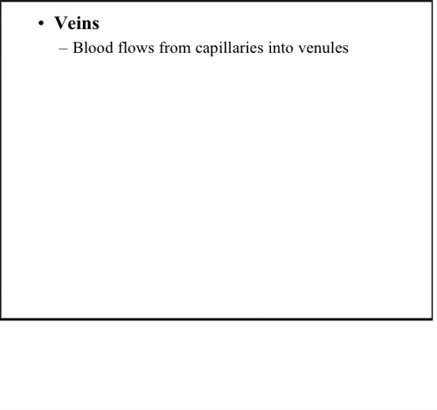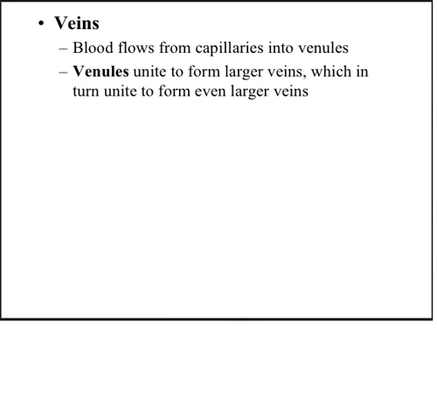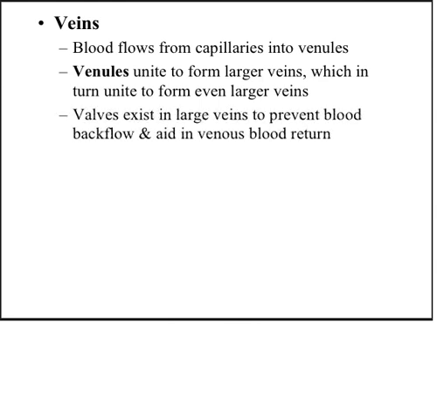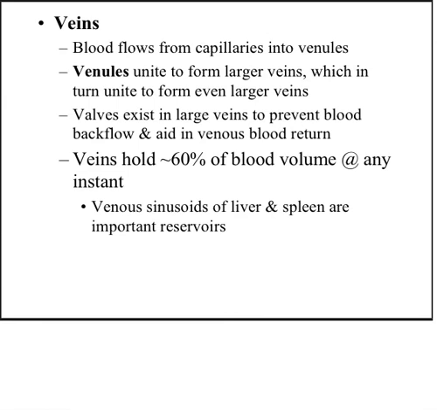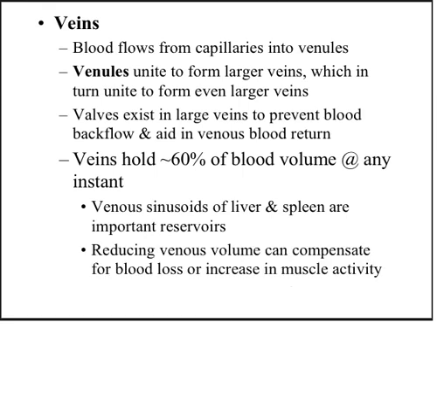Okay, blood flows from capillaries into venules, which unite to form veins, which form larger veins. The valves in large veins prevent blood flowing in the opposite direction back towards the tissues and aid venous return. The veins hold about 60% of the blood volume at any one time. The sinusoids of the liver and the spleen serve also as blood reservoirs. A sinusoid is simply a large, irregularly shaped, blood-filled area inside an organ or a tissue. Reducing venous volume can compensate for blood loss or increasing in muscle activity.